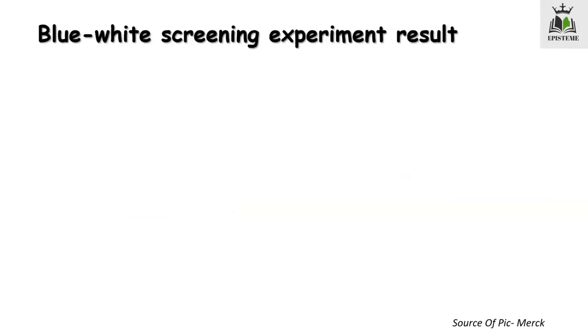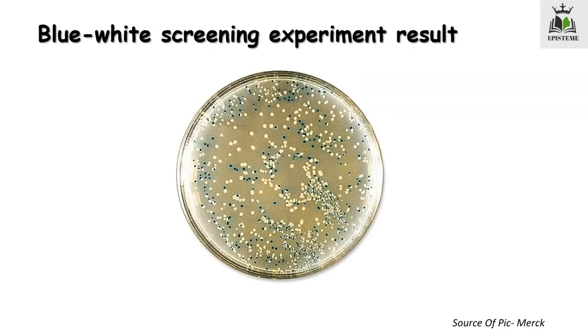So when we perform a blue-white screening experiment, we get to see a plate like this. You can see here are some colonies which are blue in color and some colonies which are white in color. The reason for these colonies, blue and white, we will learn separately in this video.